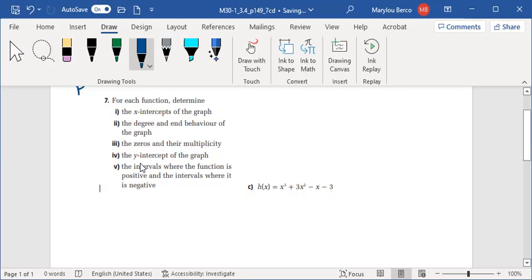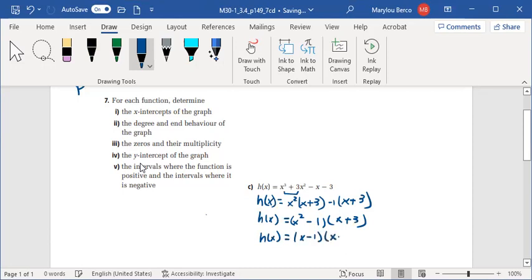Okay, so if we factor, we have h of x equals x squared by x plus 3 minus 1 by x plus 3. Okay, so our factors are x squared minus 1, x plus 3, or x minus 1, x plus 1, x plus 3.